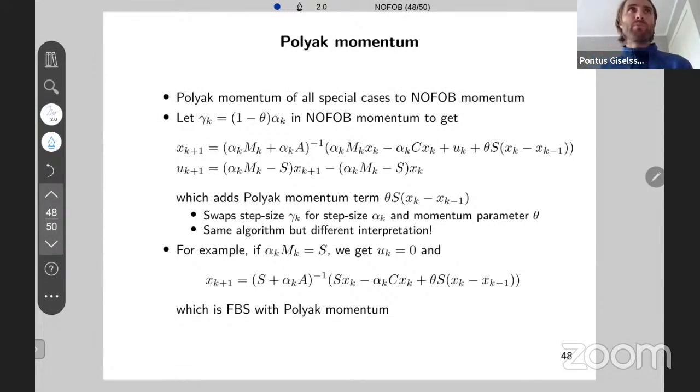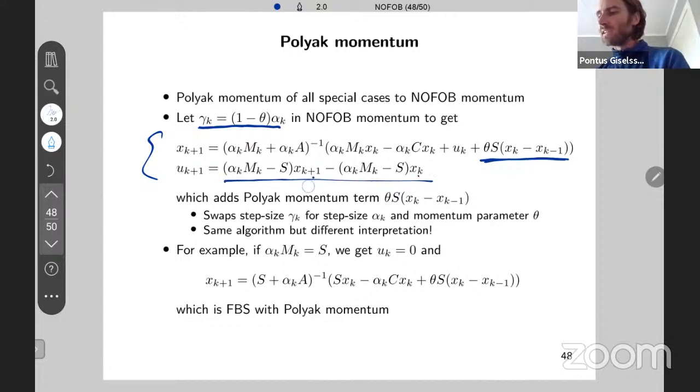So I wanted to mention also Polyak momentum. Essentially in Polyak momentum, we add a term of this form to the update equations. And what we get from our NoFob momentum algorithm, if we set the gamma k we had to 1 minus theta alpha k and do some very simple algebraic manipulations, is this update rule. So it's exactly the same algorithm as before, written slightly differently, but we have a momentum term that pops up here. This is also a momentum term because it has xk plus 1 and xk. But here the Polyak momentum is s times xk minus 1, not involving other operators. So we can explicitly take this one out and have the same algorithm.